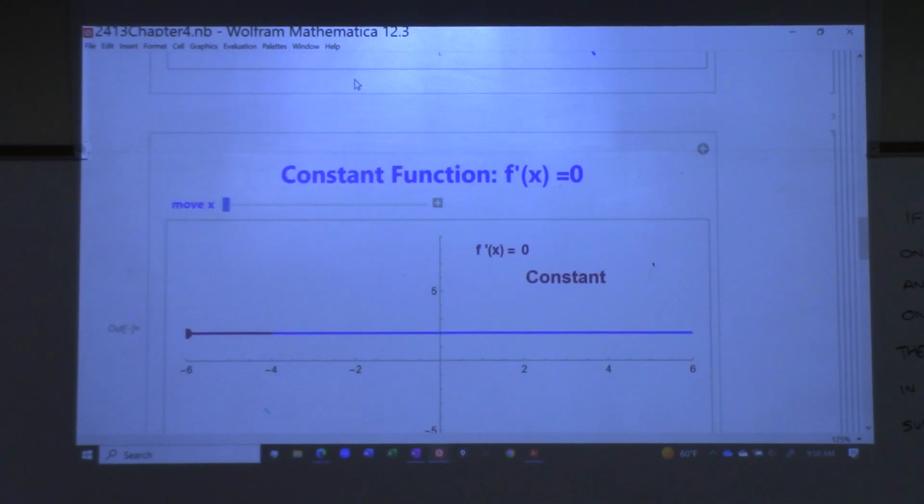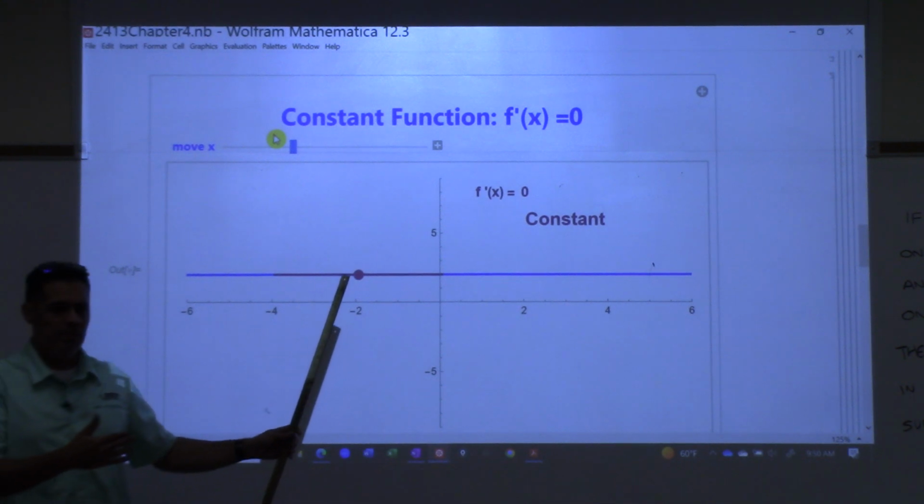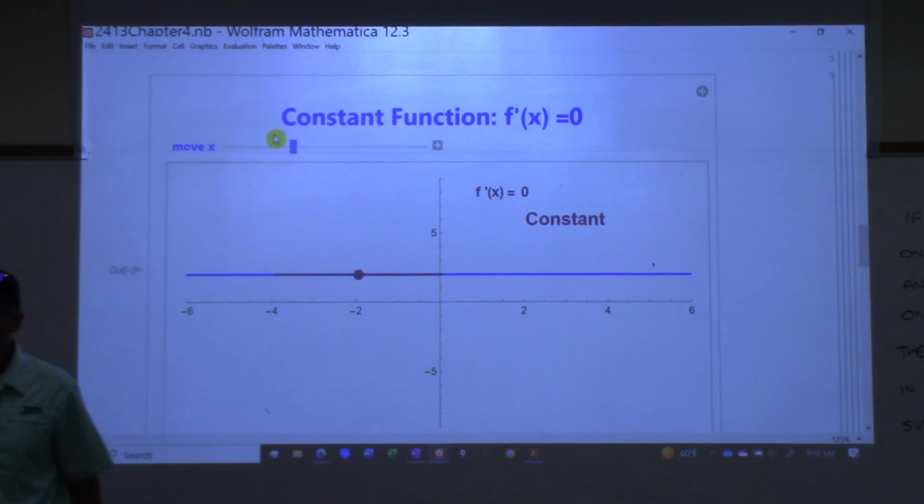And then finally, constant. If you have a constant function, then the derivative is always 0. See it moving along there? Is that a pretty straightforward, simple concept? Yes? Okay. So the derivative tells you about the shape of the graph, right? The derivative, if it's positive, tells you the graph goes up. If the derivative is negative, it goes down. If it's 0, it's constant.